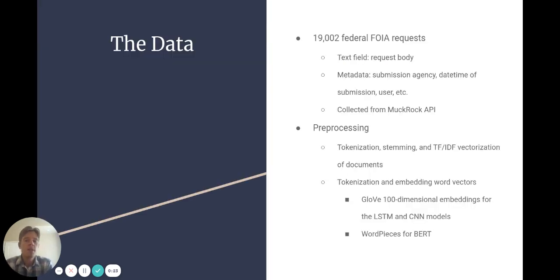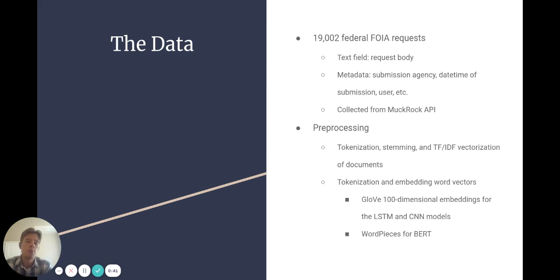Predicting success of a Freedom of Information Act request using deep learning and natural language processing. The dataset is just over 19,000 federal FOIA requests, with the text of the request explaining what the request is asking for, alongside metadata such as the request agency and date time of submission. It was collected from the Muckrock API, which is an investigative journalism site that focuses on government transparency.